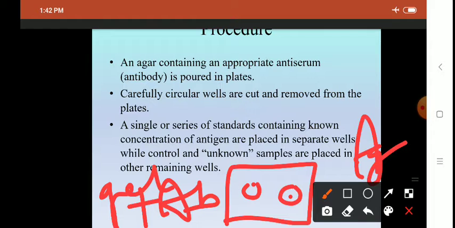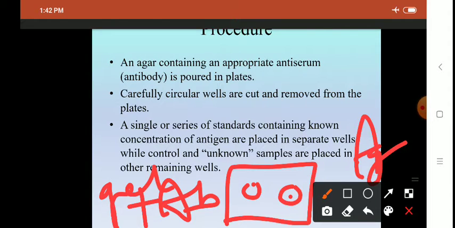That means you take a petri dish, place a wet cotton in the petri dish and place your slide. Otherwise the gel will dry. And then close the lid, incubate. During incubation what happens? The antigen present in the well will diffuse out in all directions, and it will react with the antibody that is present in the gel.